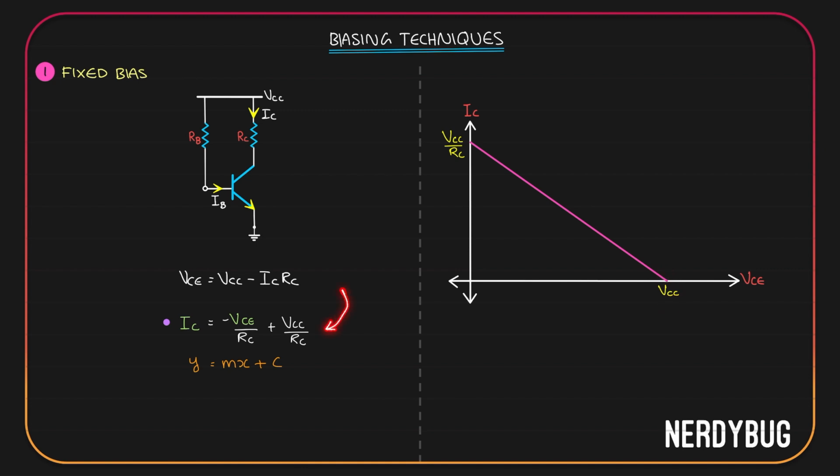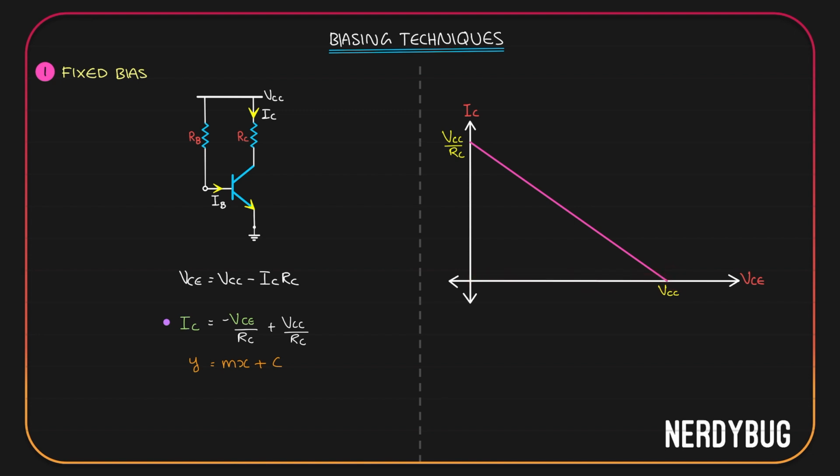Again, in this equation, the only variables are IC and VCE. RC is the resistor that we give over here. It is a constant. VCC is our supply voltage. It is also a constant. So basically what this graph means is this. If your VCE is this much, the IC that you get will be this much. If your VCE is this much, the IC that you get will be this much. If your VCE is equal to VCC, IC will be 0.